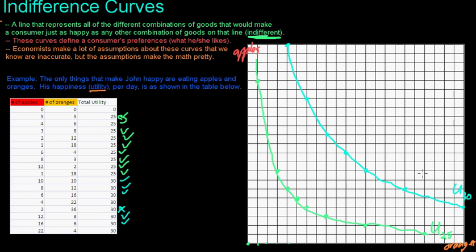Alright, so now I want to talk about some of the assumptions that we make with indifference curves, and kind of why these are important. So John is happier on the blue curve than he is on the green curve. John is happier on blue because 30 is greater than 25. So he has more utility. He has more happiness. And so one of the assumptions that economists make is that more is always better.